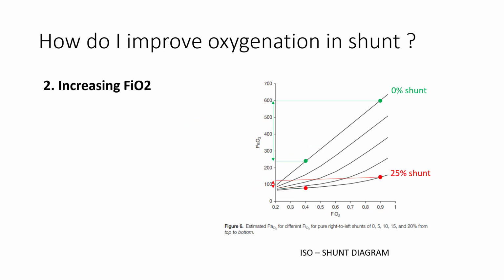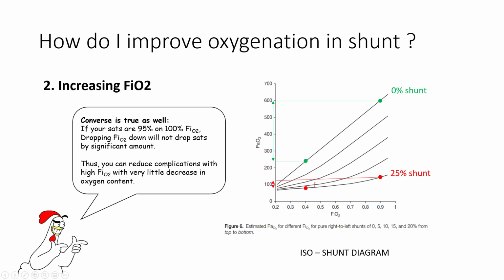Second thing is by increasing the FiO2. There will be a small increase in the PO2 even with shunt physiology. One of the things to remember is, as the shunts do not respond to oxygenation, the converse is true as well. That means if you're sitting around 95% on 100% FiO2, you might be able to drop down the FiO2 significantly without much drop in percentage sats. And this is important because you can reduce the complications associated with high FiO2 without really affecting your oxygen content in the blood.